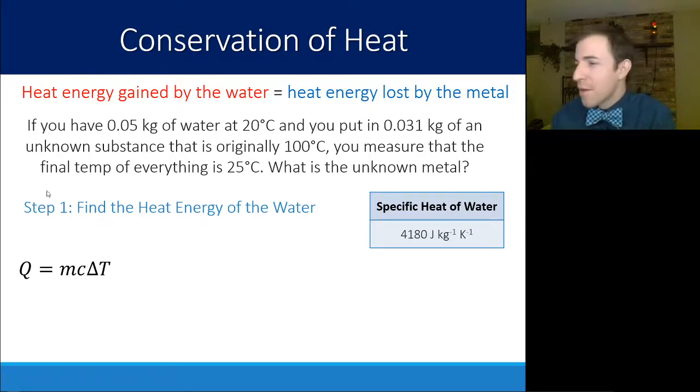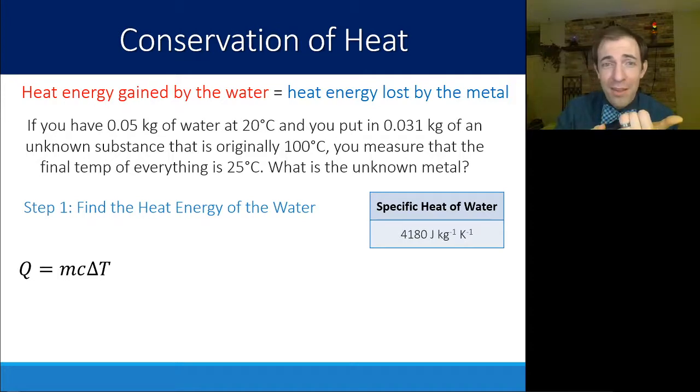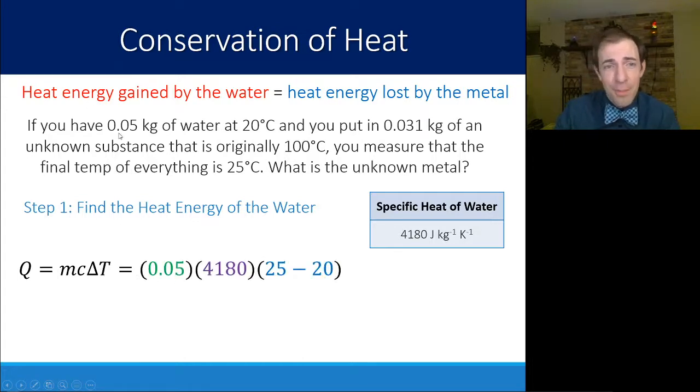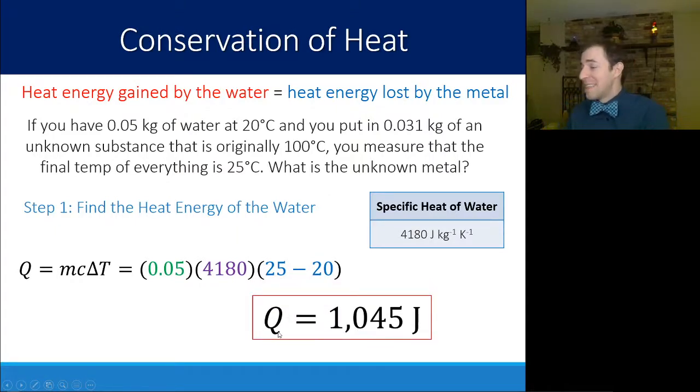So in this case, our first step is to figure out what is the heat energy that is gained by that water, because we know exactly how much water there is, what its temperature change was, and its specific heat. We know m, c and delta T. The mass is 0.05 kilograms. The specific heat is shown here in the table. And then the change is it went from 20 degrees up to 25 degrees. Its change in temperature is 5 degrees Celsius. So I can calculate that the heat gained by the water is 1,045 joules.